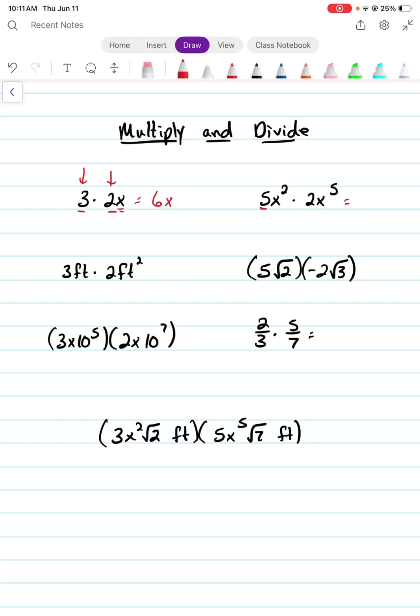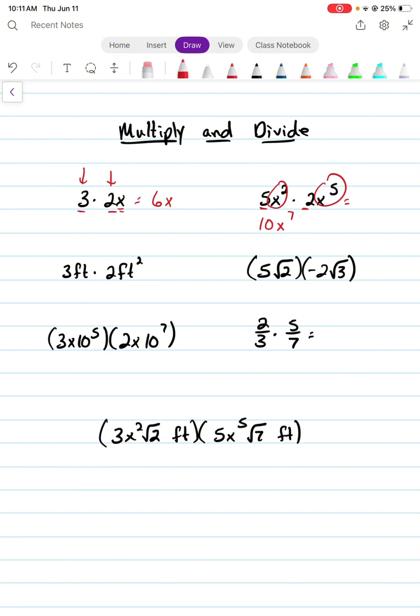Next example, 5 times 2 are alike. That gives you 10. X squared and x to the fifth are all x's. We can combine those. We combine those using rules of exponents. X squared times x to the fifth can be multiplied. It gives me x to the seventh. You just pretty much count how many x's you have. Same thing on the next one.